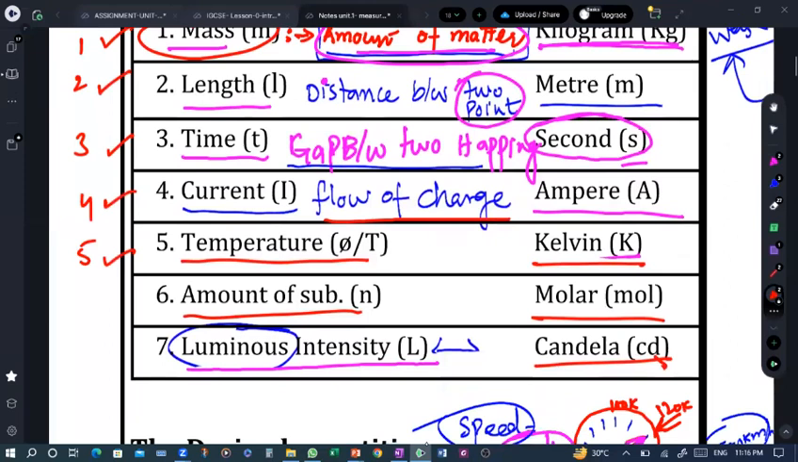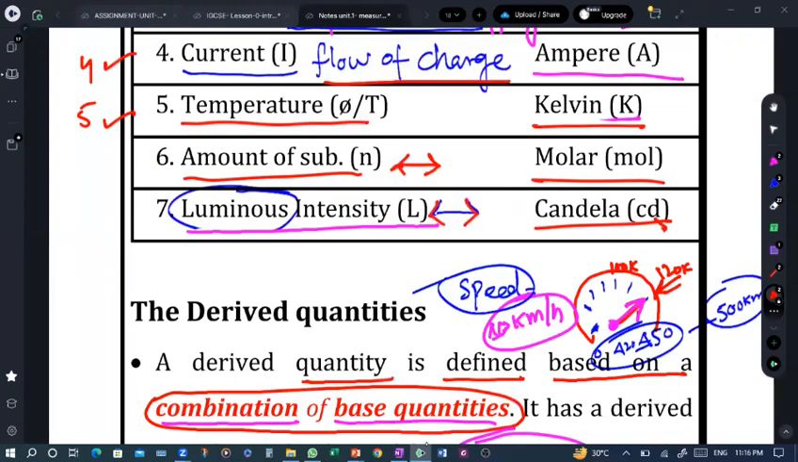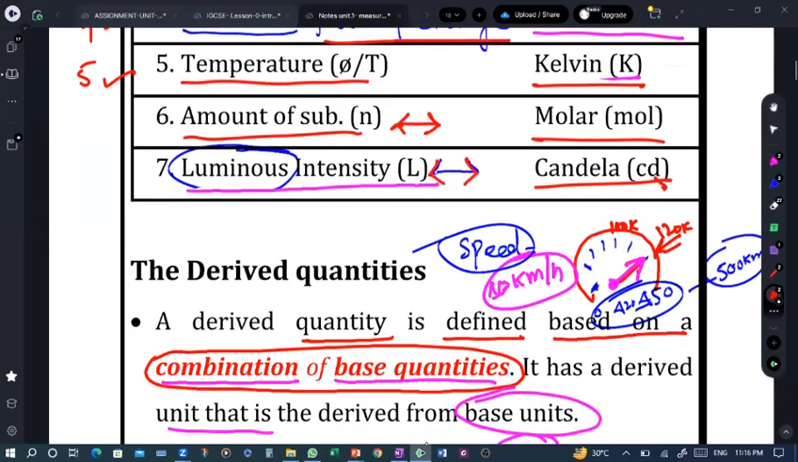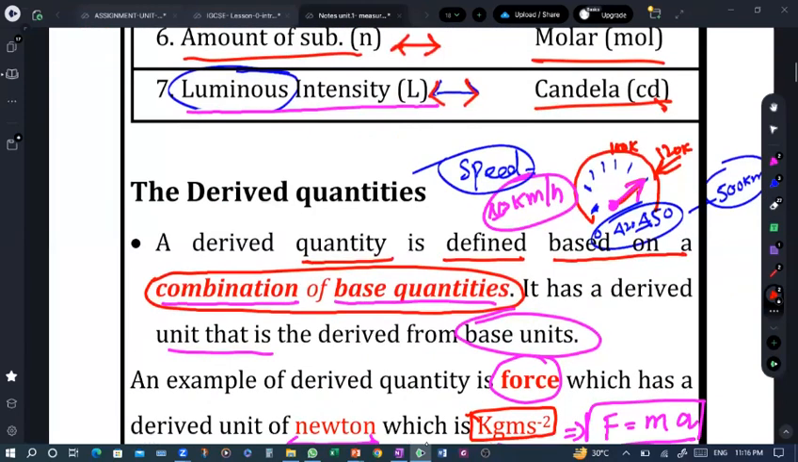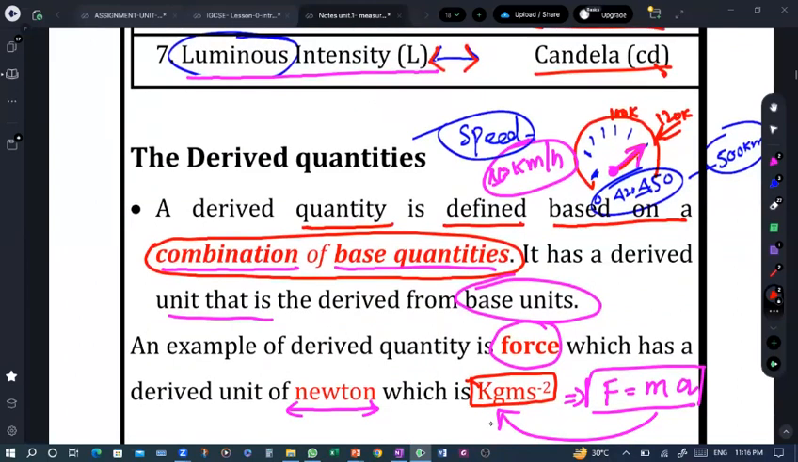The rest are used in different classifications. This is for chemistry, and when you reach A levels, it would probably be used more frequently. Anyhow, let's talk about the derived quantities. When we are talking about speed, how can we calculate it? Speed is measured with 2 physical quantities: one is distance, and the second one is time.